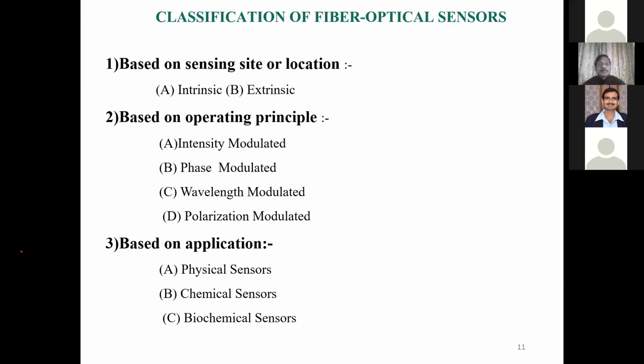Okay. Now, fiber optic sensors are classified in different ways. Based on the sensing site or location, they can be intrinsic or extrinsic. Based on the operating principle, the light can be intensity modulated, phase modulated, wavelength modulated, or polarization modulated. Or based on the applications, whether it is for physical properties, chemical properties, or biochemical properties we want to monitor, we can classify them. I will explain all this now.